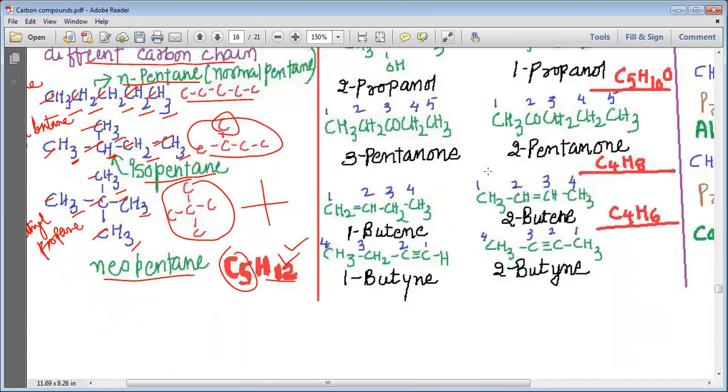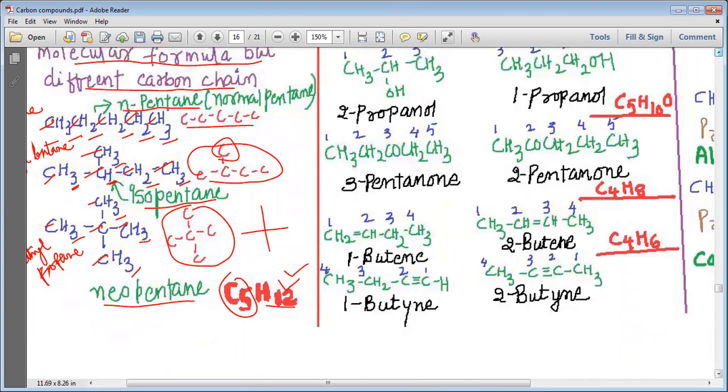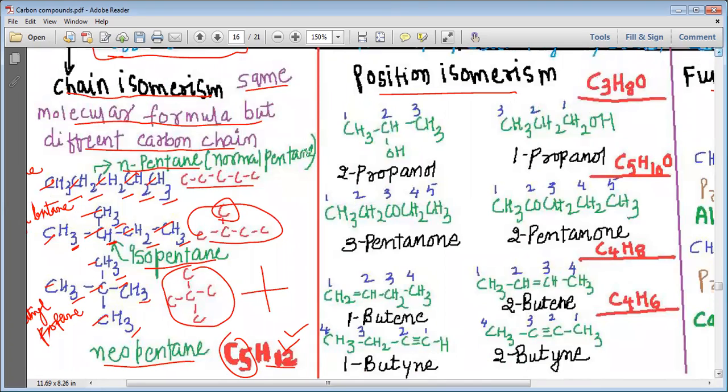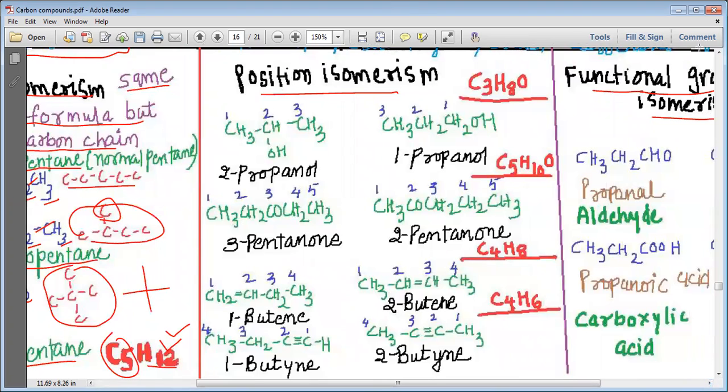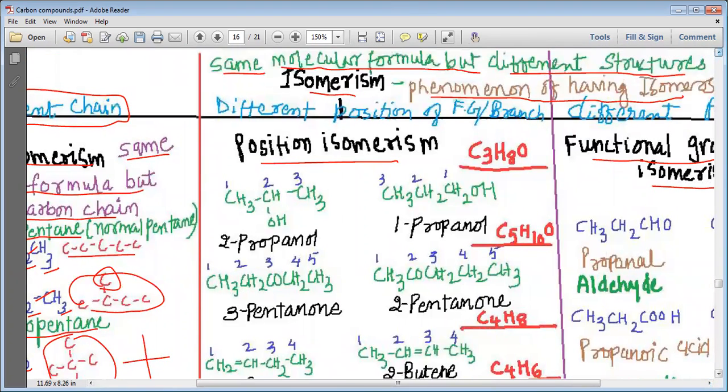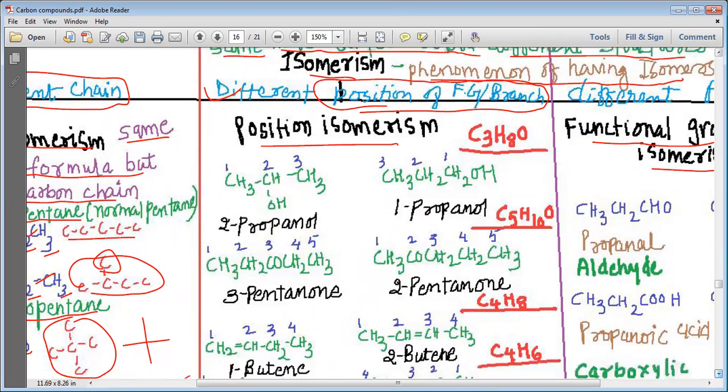Now, my dear students, we want to study another type of isomerism, which is known as position isomerism. So let's study position isomerism. In position isomerism, what we find is a different position of the functional group or branch. The position of the functional group or the position of the branch is different.